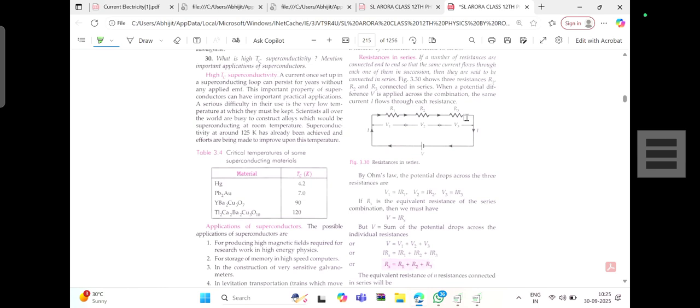You have to clear this concept. What is the equivalent resistance? Equivalent resistance is you can use one resistance instead of these three resistances, which is equivalent to these three resistances.